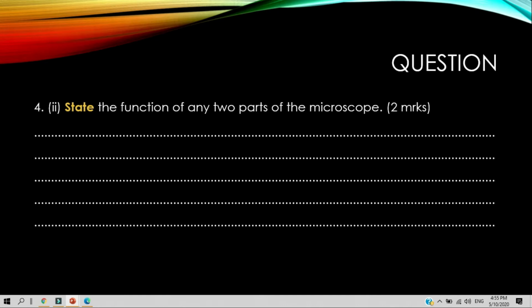So here we want to state the function of any two parts of a microscope. See, you have watched the video, you named 4 parts earlier. Now you're going to tell us the function of any two parts of a microscope.